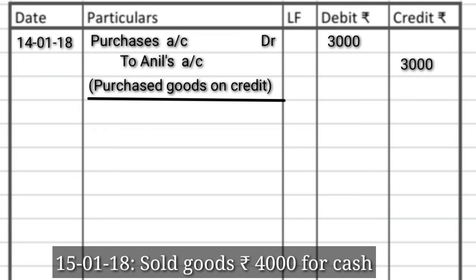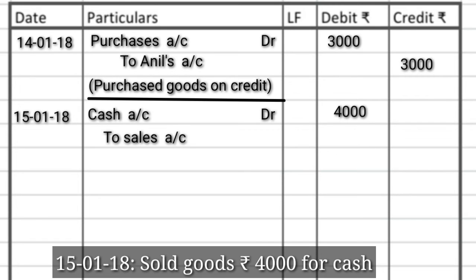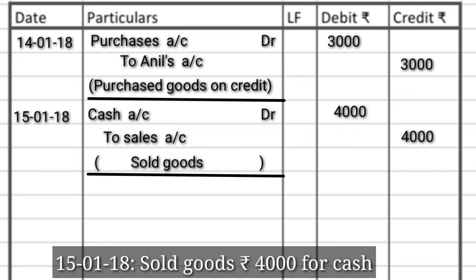First date column, date 15th January 2018. Particulars: cash account debtor, debit amount column 4000, to sales account, credit amount column 4000. Then the narration is sold goods. Is it clear? Here cash is increasing, so cash account debit, and not goods but sales account credit. Okay, next transaction.